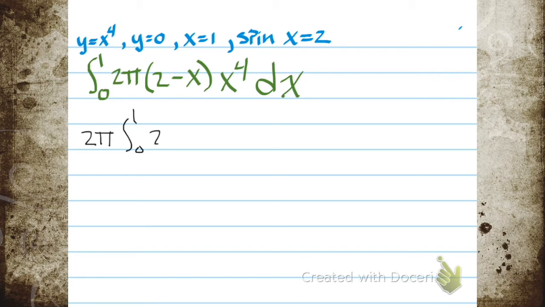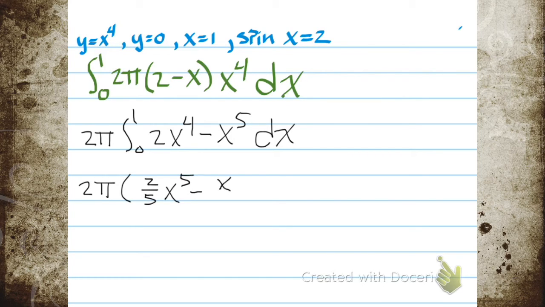After that, it's routine, like a ground ball. I pull that 2 pi out, and I multiply that x to the fourth in. Then we go ahead and integrate that. Add 1, divide by it. That's 2/5 x to the 5th minus x to the 6th divided by 6. And then we use the fundamental theorem of calculus: upper minus lower. And that's what's happening here.